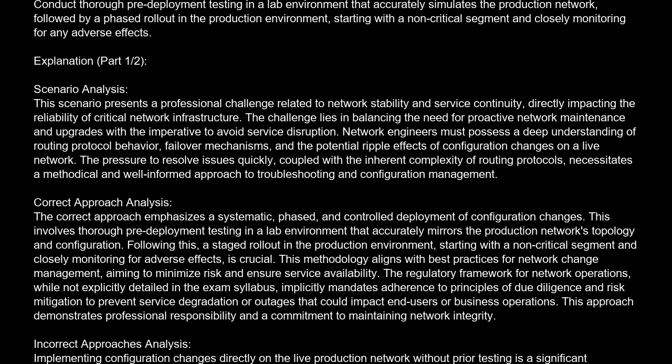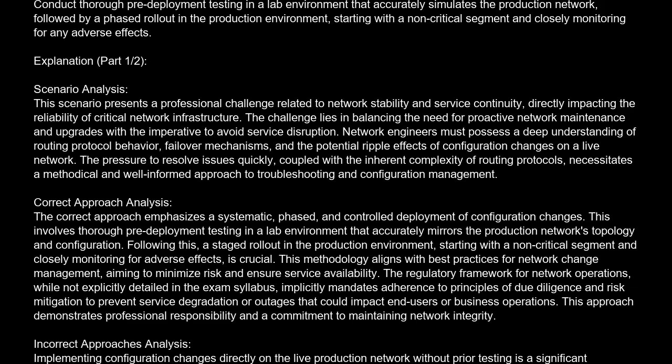Explanation. Scenario analysis. This scenario presents a professional challenge related to network stability and service continuity, directly impacting the reliability of critical network infrastructure. The challenge lies in balancing the need for proactive network maintenance and upgrades with the imperative to avoid service disruption. Network engineers must possess a deep understanding of routing protocol behavior, failover mechanisms, and the potential ripple effects of configuration changes on a live network. The pressure to resolve issues quickly, coupled with the inherent complexity of routing protocols, necessitates a methodical and well-informed approach to troubleshooting and configuration management.